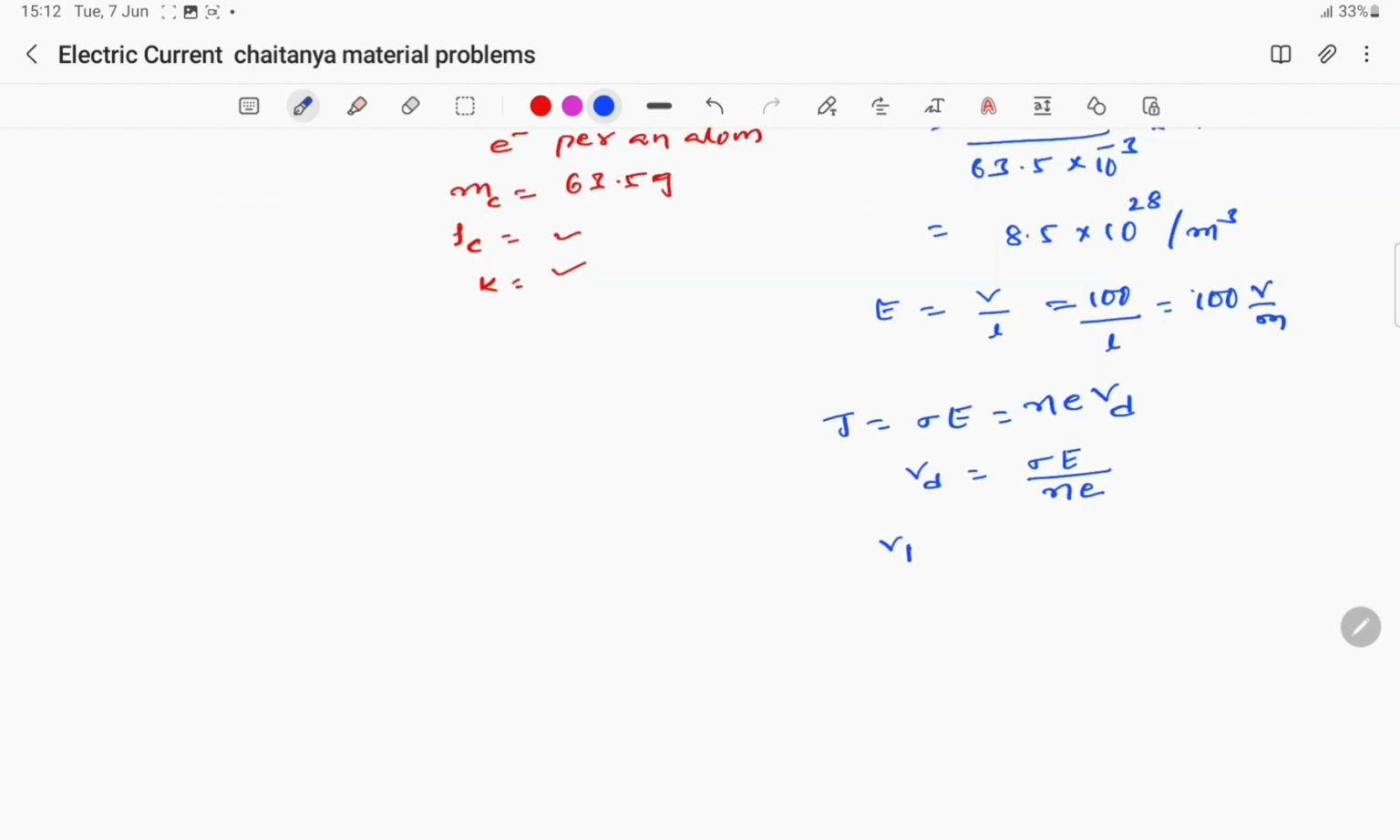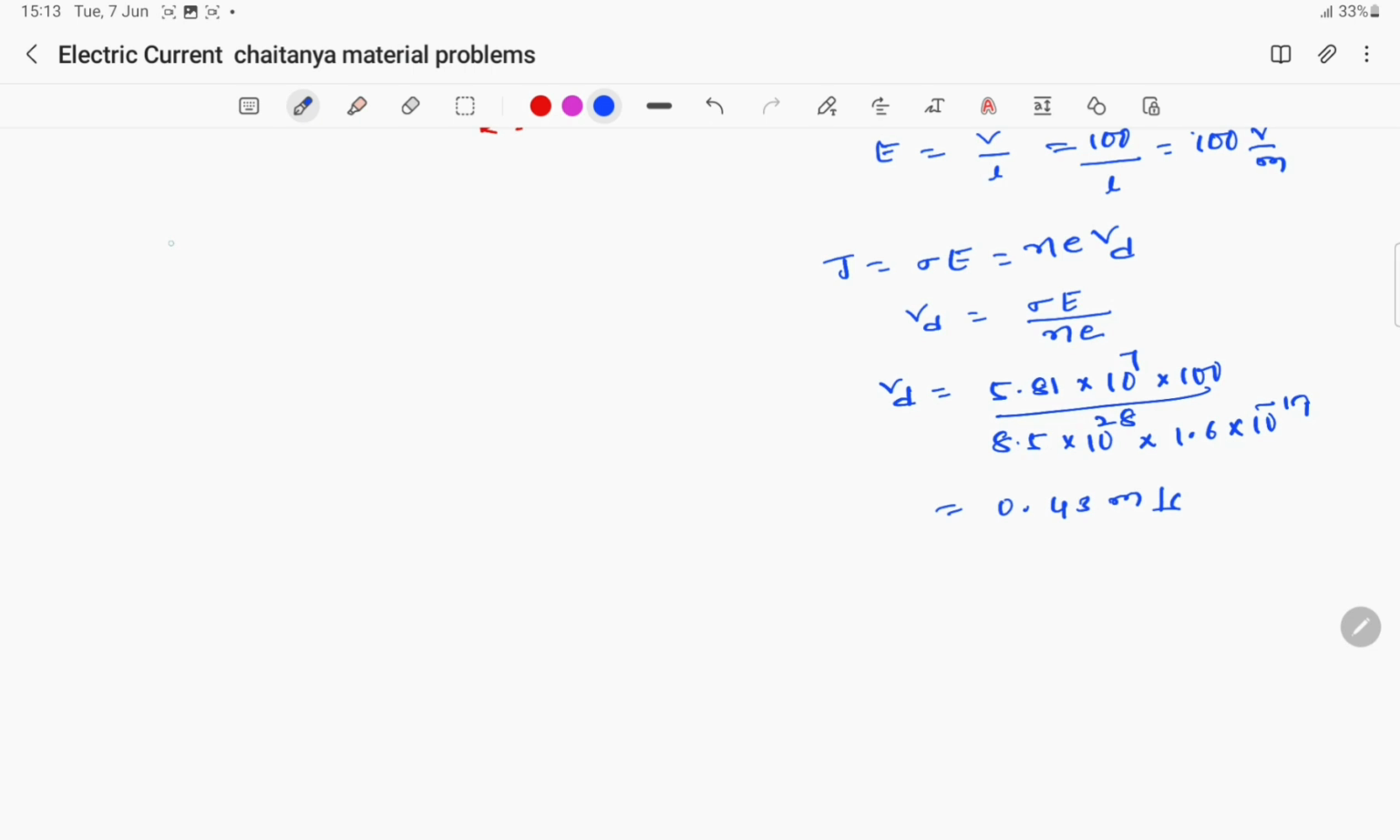Let us substitute the values. The conductivity of copper, already given in the problem, is 5.81 into 10 to the power of 7, into the electric field we calculated, 100, and the number of electrons per unit volume 8.5 into 10 to the power of 28, into the charge of electron 1.6 into 10 to the power of minus 19. After all calculations we get 0.43 meter per second.